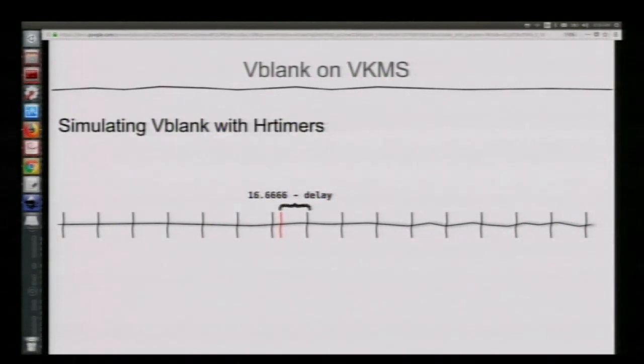Fortunately, the HR timer API is a really nice API that already does it for us. If we have some delay, for example, HR timer detects it and then tries to fix it to keep the period constant. This is really good in our case of VKMS, because we can always keep the period constant.